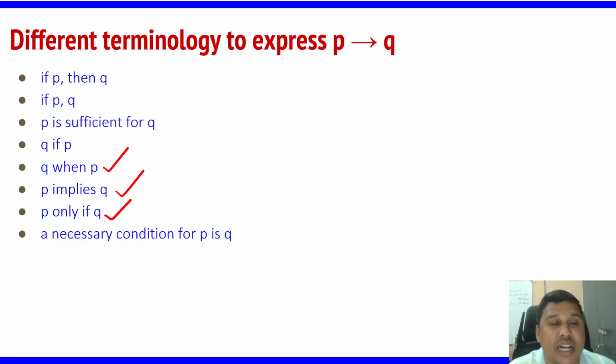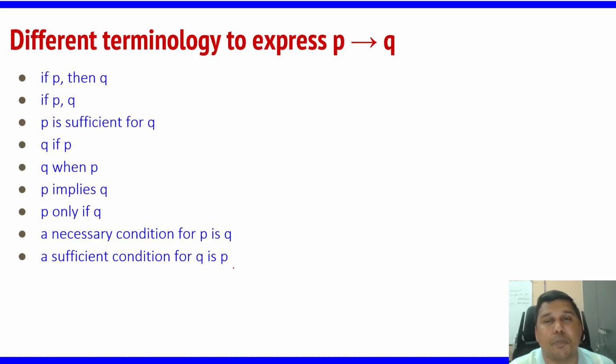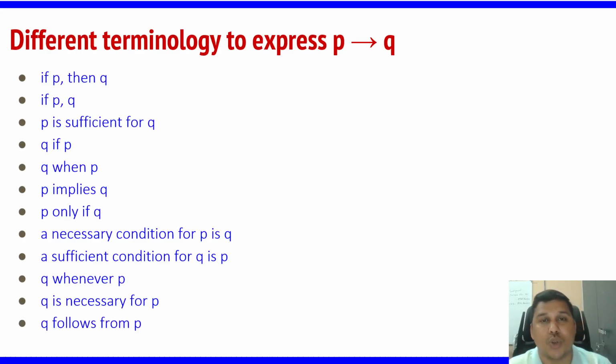A necessary condition for P is Q. A sufficient condition for Q is P. Understand this. Q whenever P, Q is necessary for P, Q follows from P. So these are different ways we represent terminology to talk about P implies Q. Why are we studying this? Because sometimes we will be given an English statement which you have to convert to mathematical logic. At that time you should know which one to use. We will see some example exercise problems so that you understand it better.